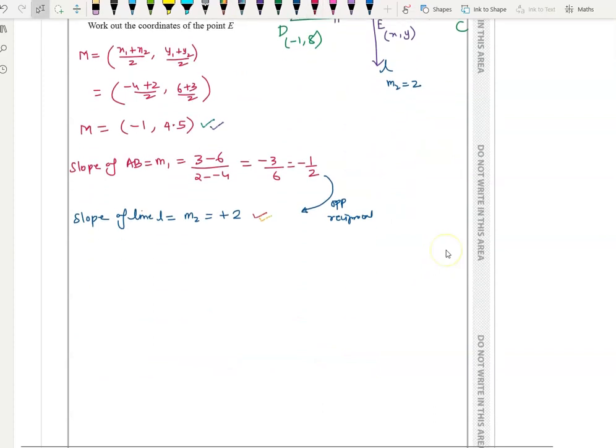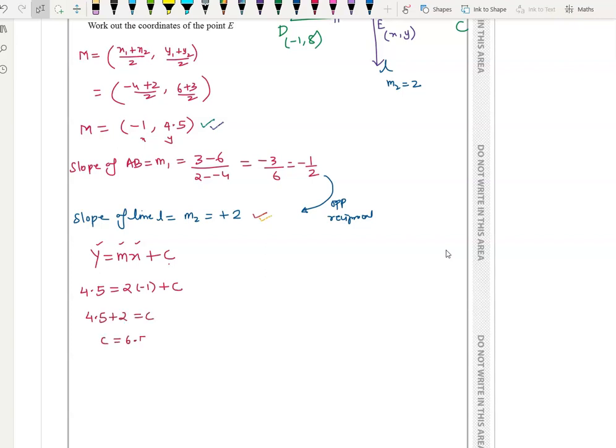So let's work out the equation of line L. So y equal to mx plus c. Now we don't know the y-intercept, so what we can do is substitute y, m and x. So this will be your x and y. Substitute here. Y is 4.5, slope is 2, x coordinate is -1 plus c. So 2 times -1, when you shift to the left, it will be 4.5 plus 2 equal to c. So your y-intercept is 6.5.